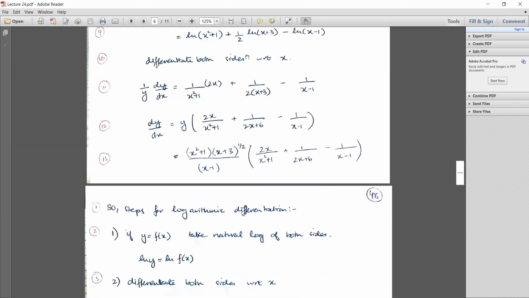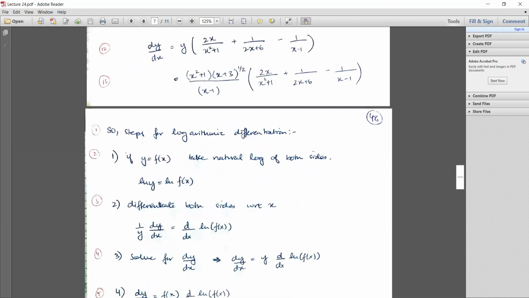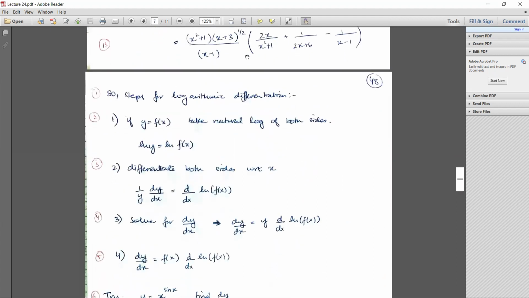All right. So I've summarized the steps for logarithmic differentiation here. First step is take natural log of both sides, right? And then you get 1 over y dy by dx here, and the derivative of the natural log of f of x. The hope is that this is easier to evaluate, right? You solve for dy by dx by taking y to the other side and write everything back in terms of x. So y is f of x.